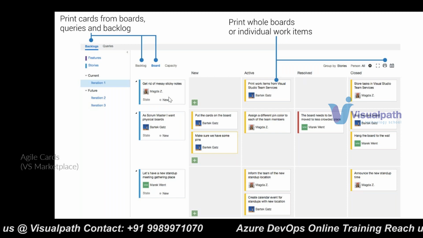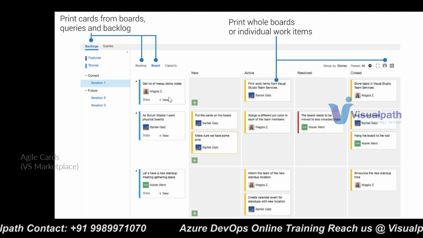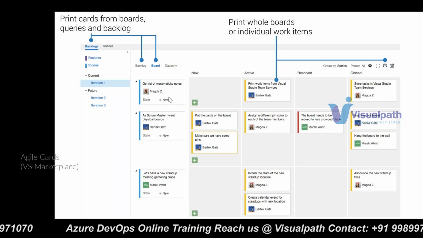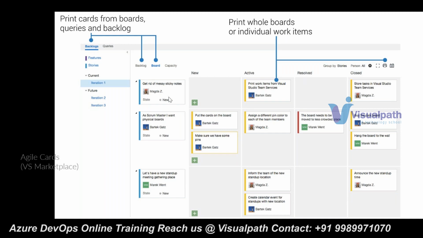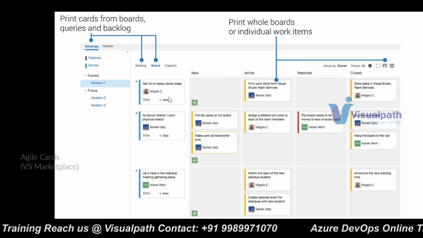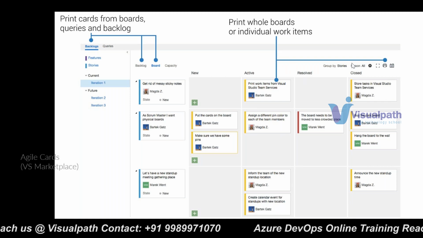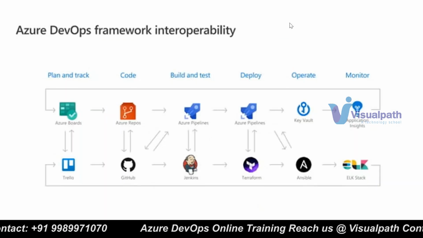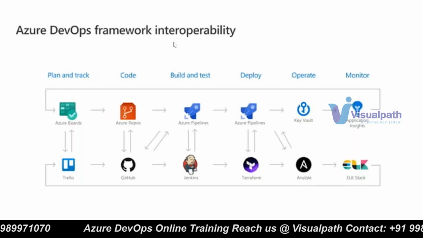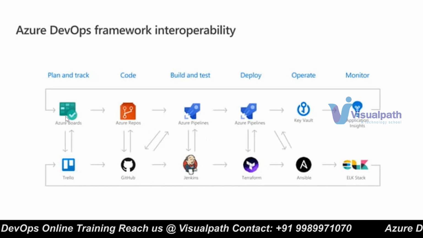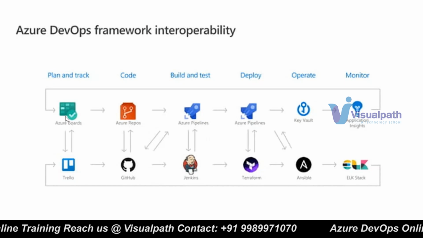It works the same way as Jira, which many of you use, right? It's a similar board of items, and you can sort it by users and by state, and then you can have individual work items and group them by team so they can be monitored. And if you see here, the framework interoperability comes into the picture: Azure DevOps Boards is nothing but Trello boards, where you track your work.